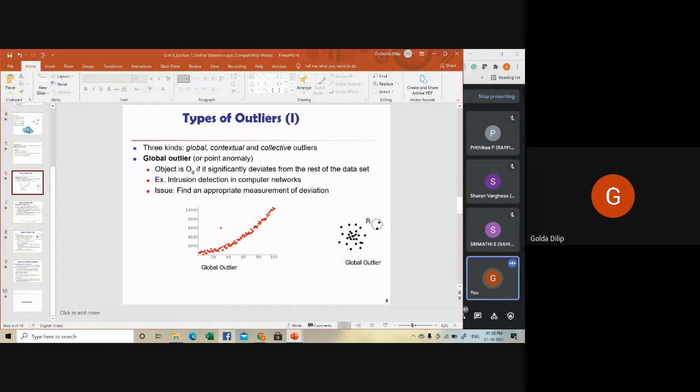A global outlier is either a very high value or a very low value that is significantly different from the normal data set or the normal distribution. Here the red dot, or the region marked with a circle, is an example of a global outlier.